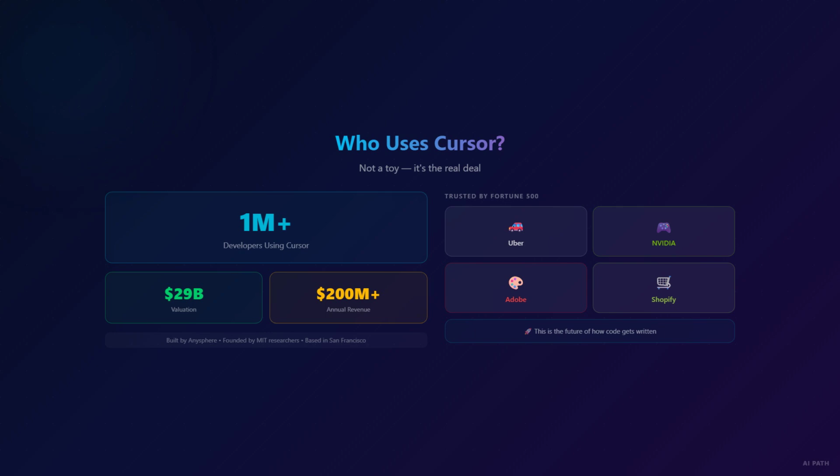The company behind Cursor, called Anysphere, was valued at $29 billion in early 2026. For context, that's bigger than most publicly traded software companies. And they're making over $200 million a year in revenue. This is not a side project. This is the future of how code gets written.